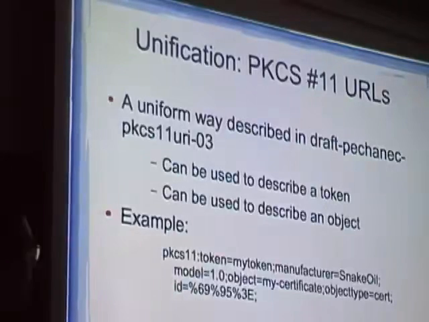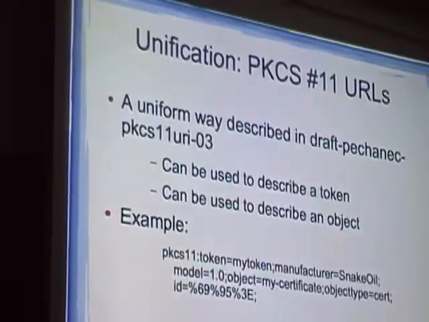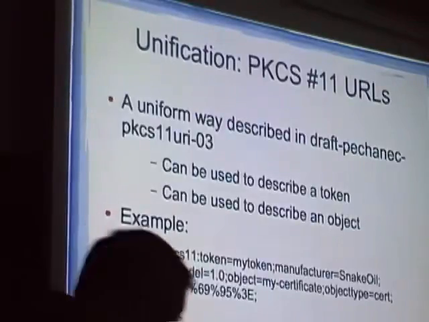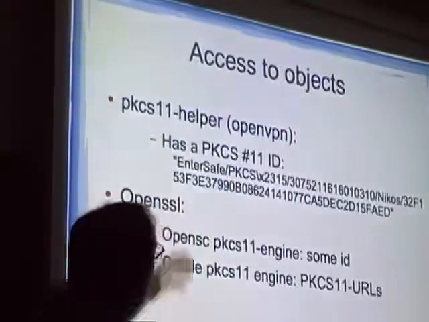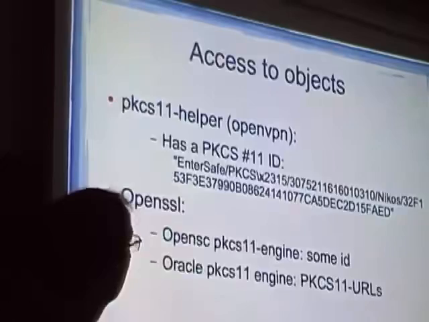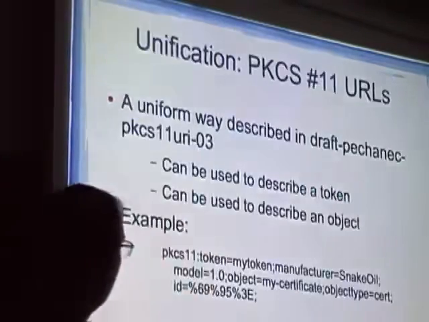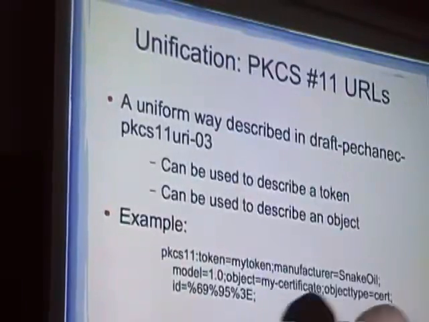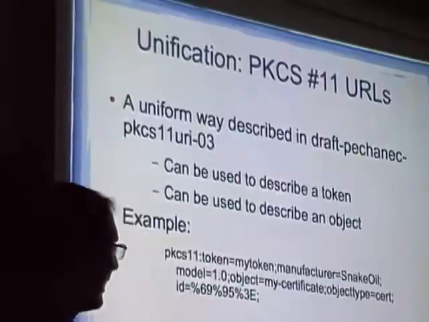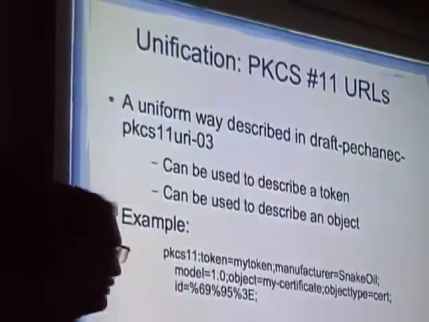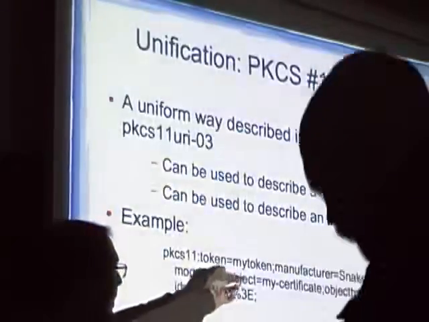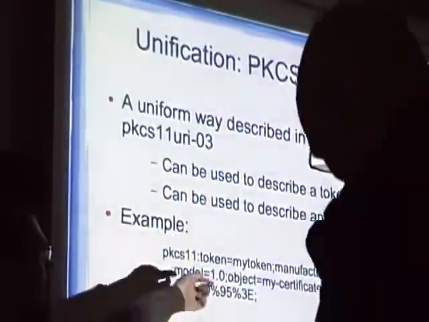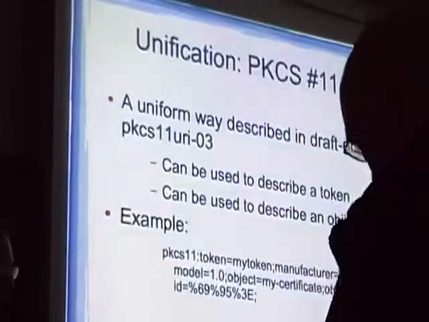This is how it looks like. I think it's more readable than, let's say, the pkcs11 helper string, although it might be a bit intimidating, but it's pretty clean. What does it mean? It means this object is a certificate. The same has that ID. It resides on that token made by this manufacturer and this model.